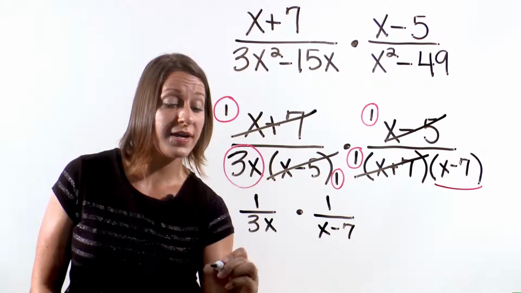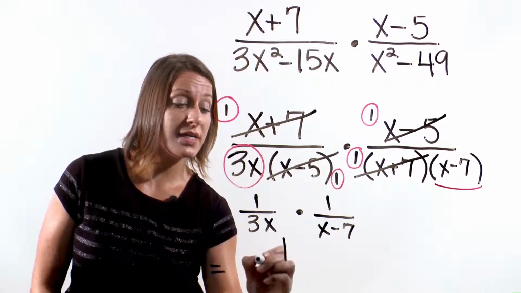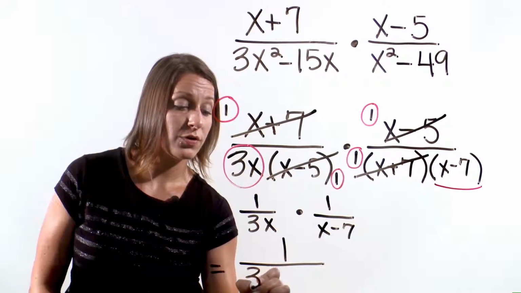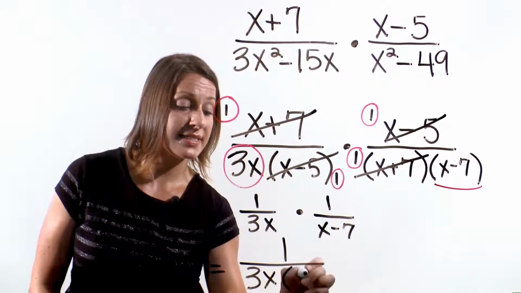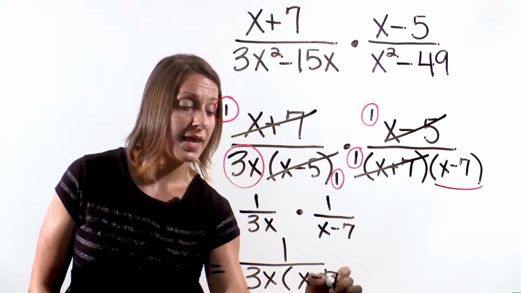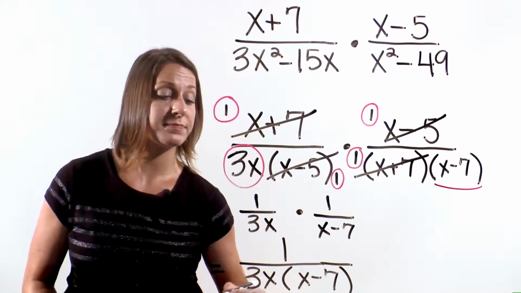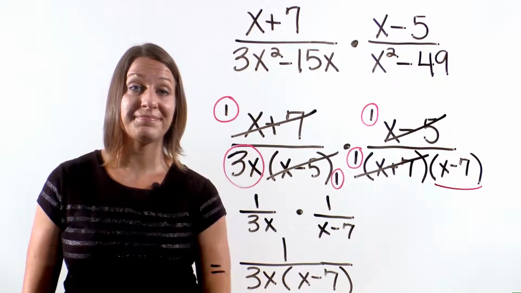So we'll write our final answer as 1 over 3x times x minus 7. And that's our final answer.